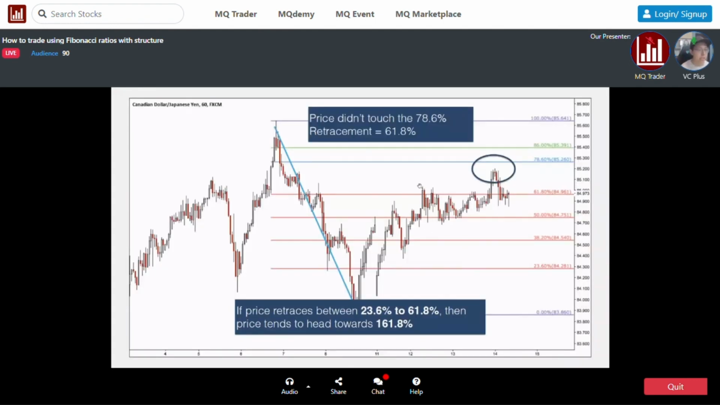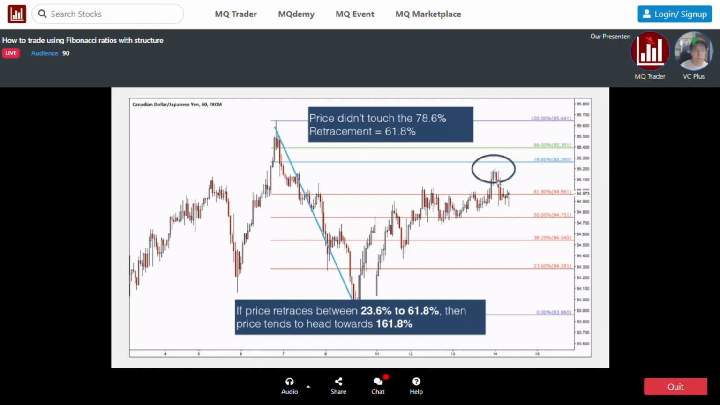You can see over here, this is a drop. The market pulled back towards the area between 618 and 786. But the key thing here is it did not touch the 786. So when it did not touch the blue line, though it went above the red, we still take it as retracement equals 618 because it never touched 786.